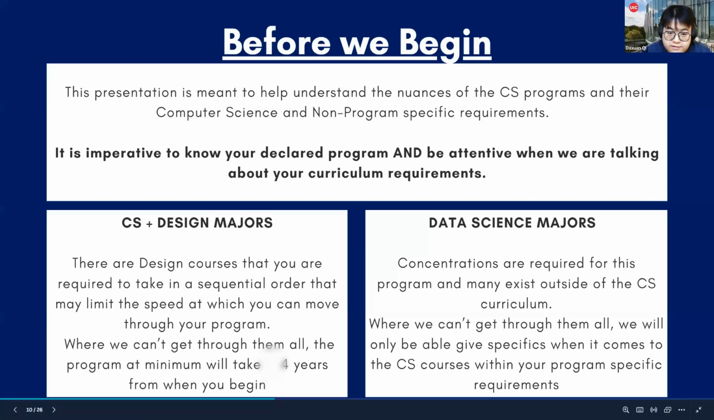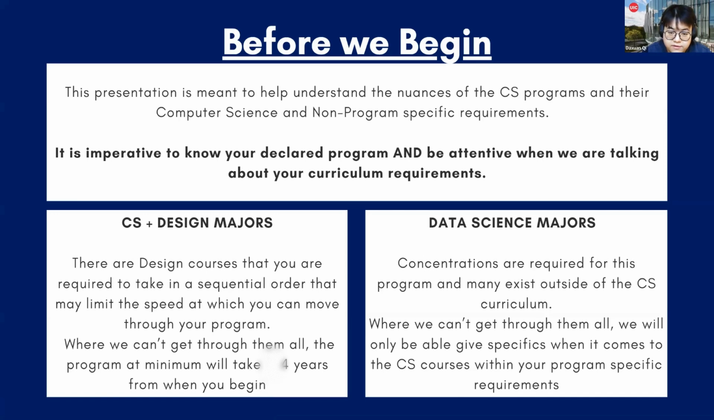Before we begin, this presentation is meant to help everyone here understand the nuances of the requirements for their computer science program major. The idea is that after today, you all will be able to build as accurate of a graduation plan as possible, both for now and after today.